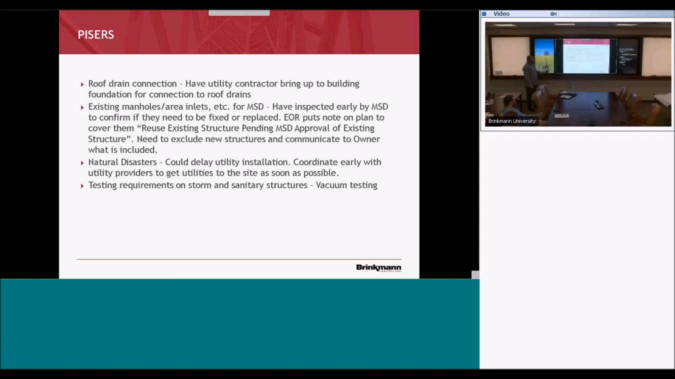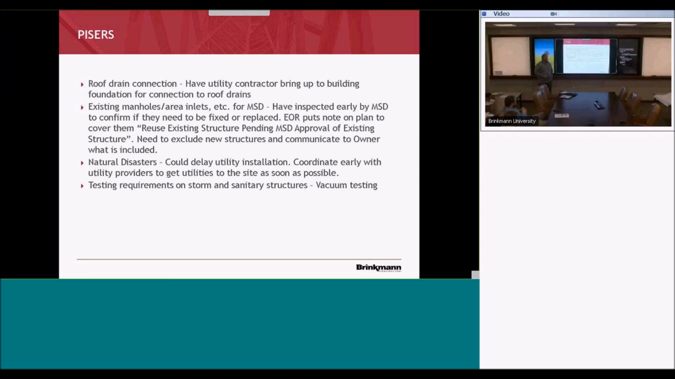Existing manholes in the area, inlets. I'm getting ready to build a bank in Sunset Hills, and it says reuse existing manhole pending MSD approval. So basically what that's telling me is nobody's looked at these, right? So my buyout question is, what did you provide? So you've got new manholes here? If you didn't get new manholes, are you going to be able to use the existing ones?